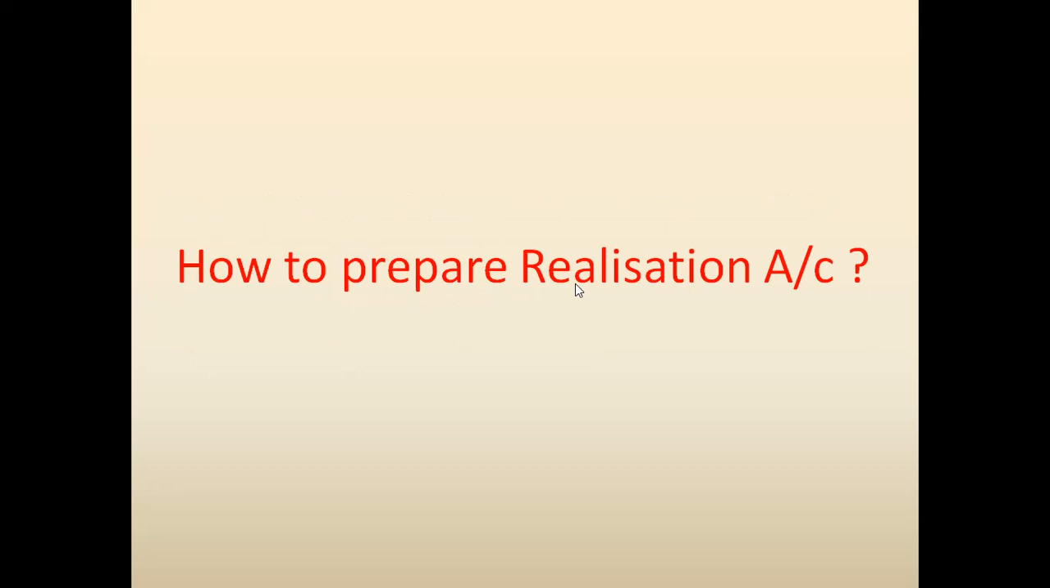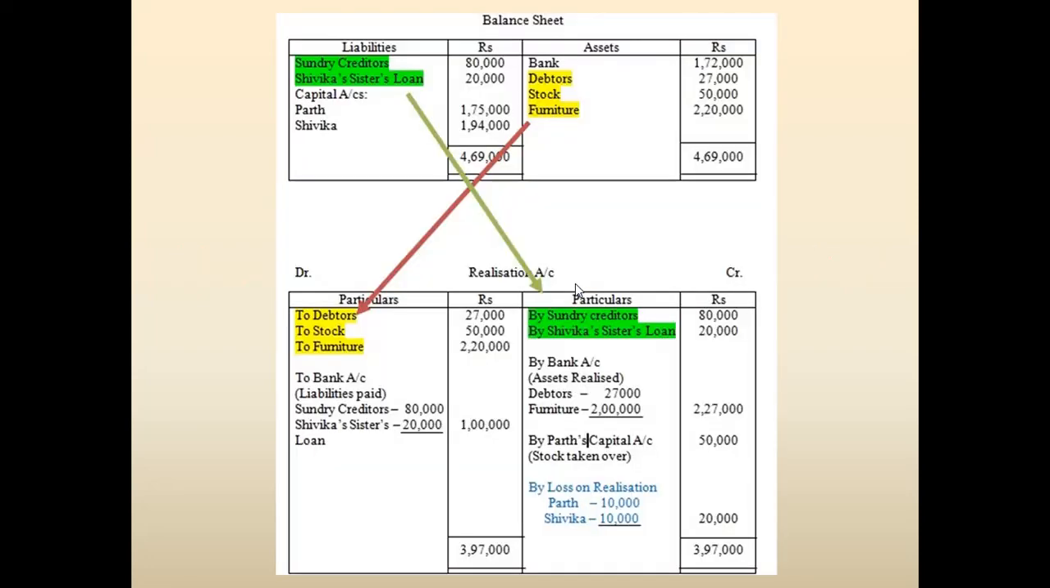So this is our main account, called your realization account. This is our main thing in terms of dissolution of partnership accounting. We already know how to prepare the other types of accounts, so I will focus in this video only on realization account, how to prepare realization account. As you can see here on the screen, realization account is prepared actually from the balance sheet, the balance sheet given in the question.